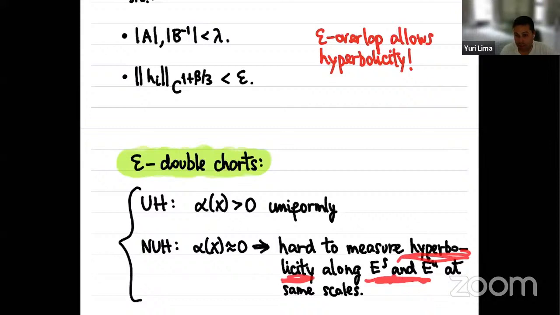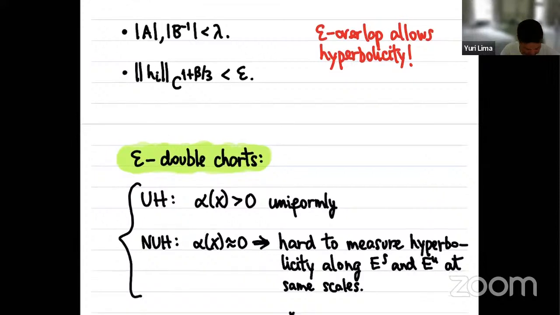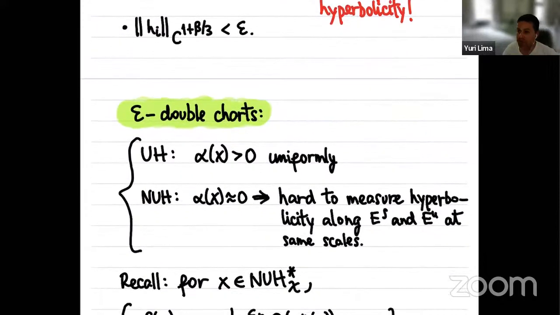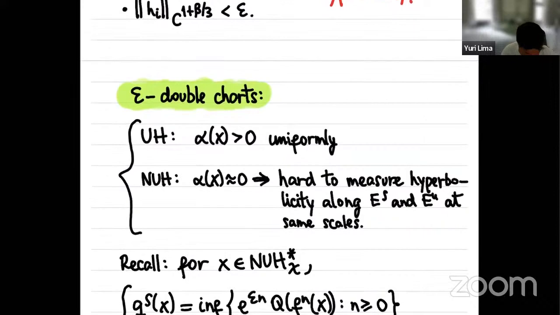So the solution that Sarig gave was, okay, instead of considering the same scale to analyze hyperbolicity along these two directions at the same time, I will consider two different scales, one for each direction. So this is the notion of epsilon double chart.